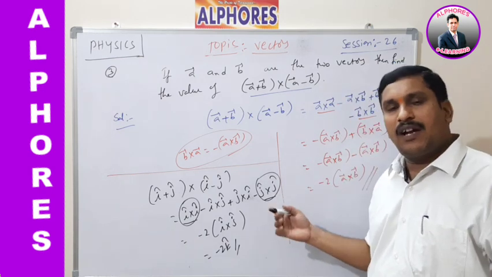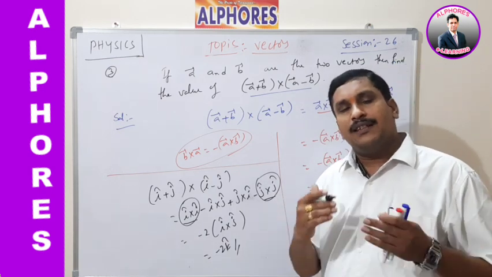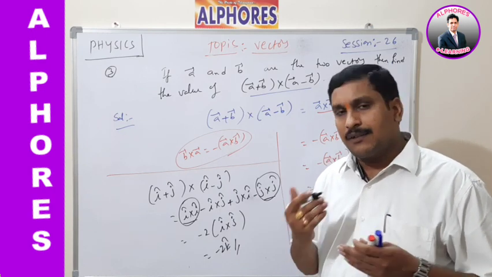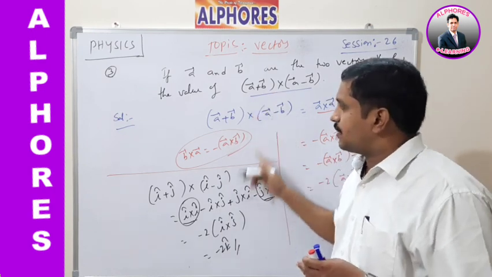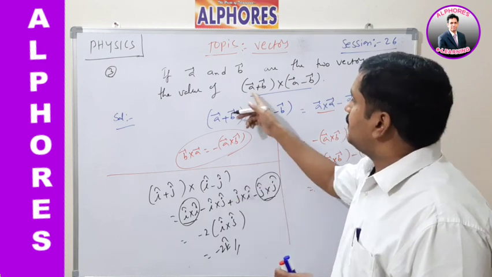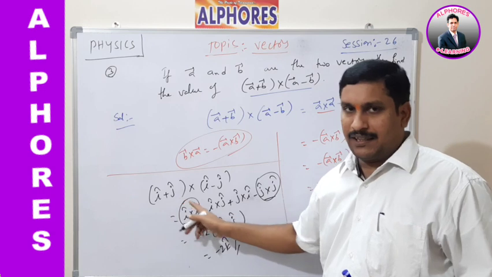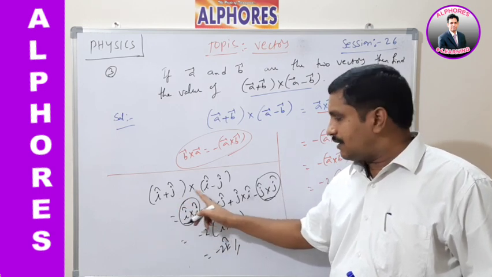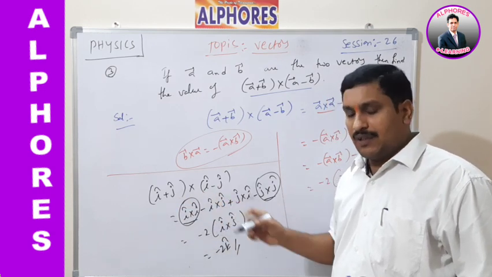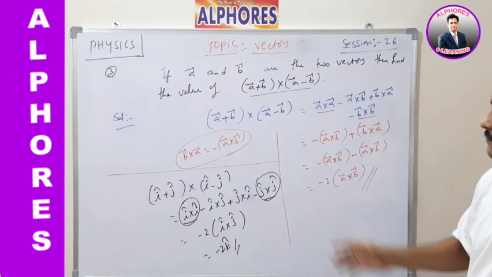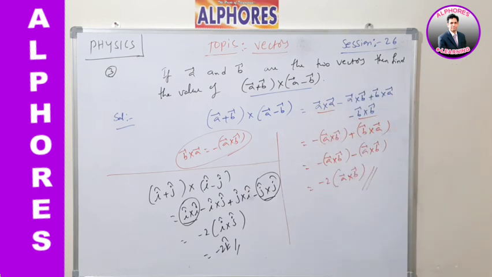So this is the method to find the cross product of the addition of two vectors and the subtraction of two vectors. Both methods give the same result, but here I am taking two orthogonal unit vectors, the addition and subtraction of two orthogonal vectors like this. Please note down this one important problem.